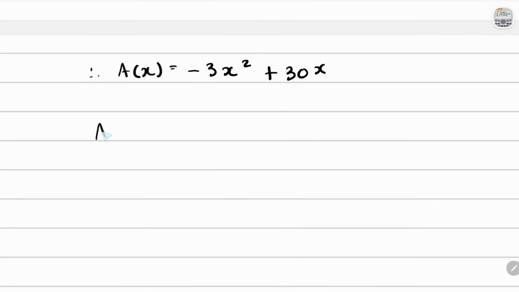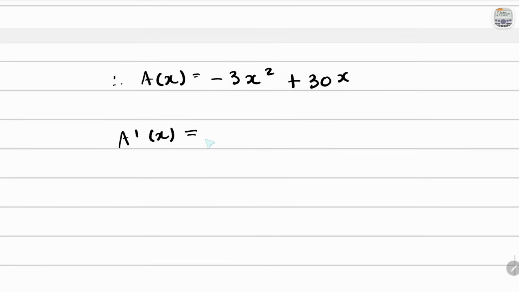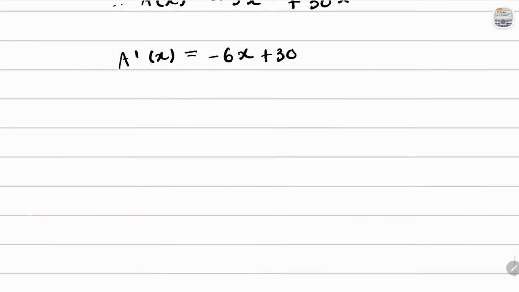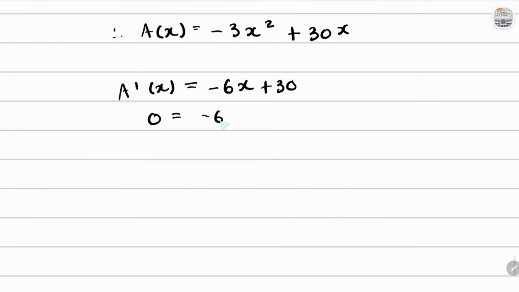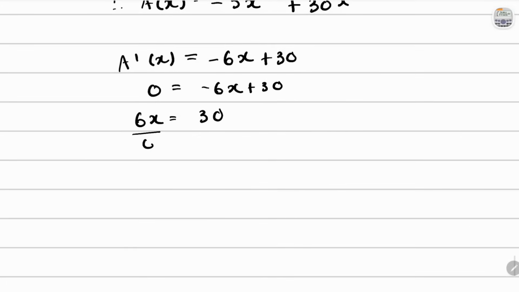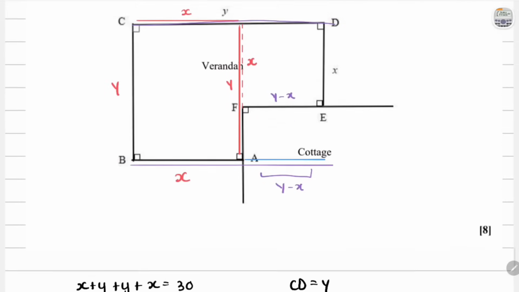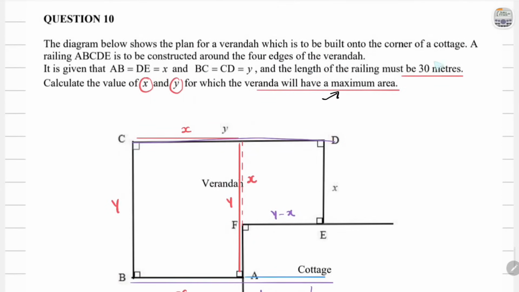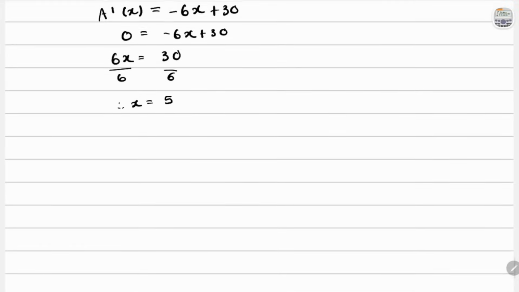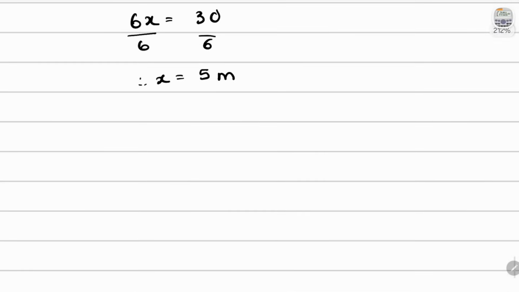So we'll say A prime of x is equal to 0, but let's just derive that first. So this is equal to negative 6x plus 30, and the x falls away. And we're just saying that 0 is equal to negative 6x plus 30, transpose the negative 6x, so 6x equals 30. And if we divide both sides by 6, x is therefore equal to 5. And we just need to remember the units of measurement we were using. We were using meters, okay? So 30 meters was the length of the railing. So x needs to be equal to 5 meters.